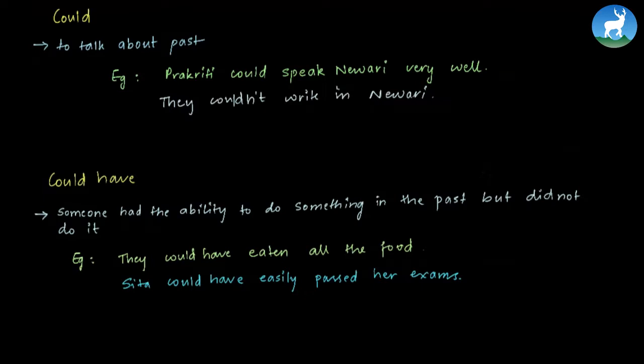It's talking about the past. The first example is talking about the past, that people could have eaten all the food. They were all foodies and they could eat it all, but they didn't. So it's using could have. In the second example, Sita could have easily passed her exams, but she didn't pass because she did not study.